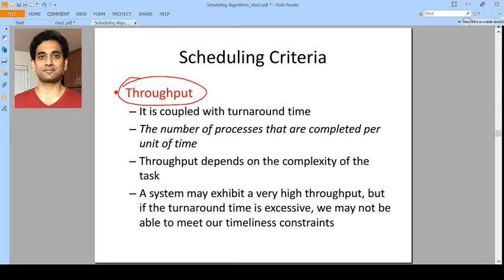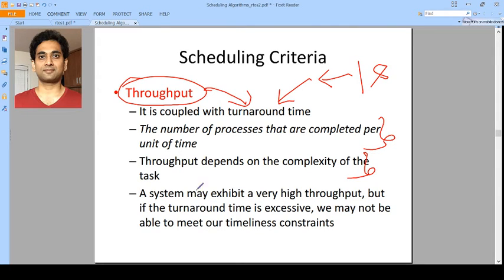Throughput is coupled with turnaround time. It is the number of processes that are completed per unit time. So throughput is defined as how many tasks can be completed in 1 second. So this really depends on the turnaround time. This is how throughput is coupled to turnaround time. The number of tasks that can be completed in a given time really depends on how long each task takes. So throughput depends on the complexity of the task.